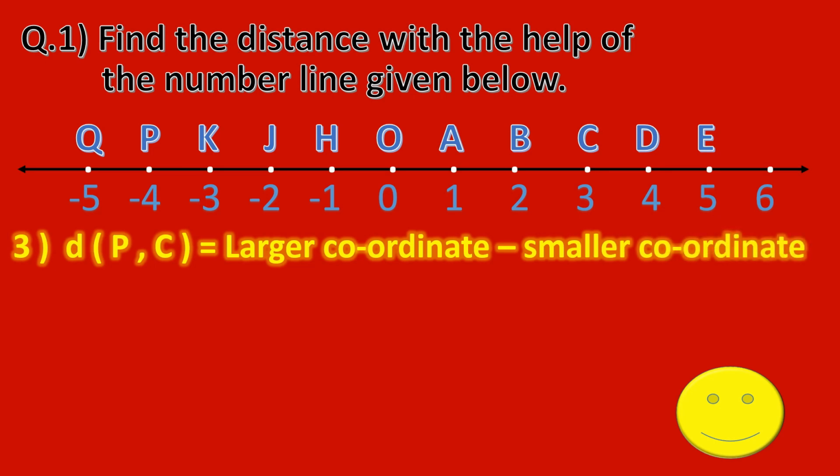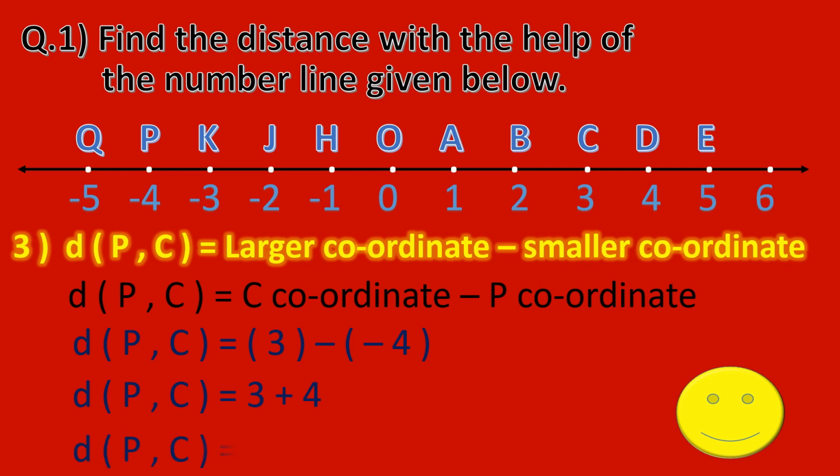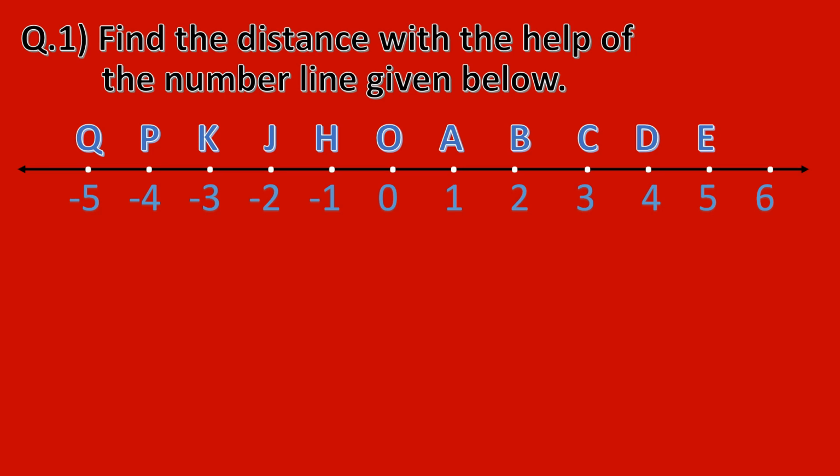Question number 3rd. Here distance PC we have to find. Coordinate P is minus 4, coordinate C is 3. So coordinate 3 is larger. Therefore, distance of PC is equal to coordinate C minus P coordinate. C coordinate is 3 minus of minus 4. Therefore, minus minus will become plus and 3 plus 4 is 7.